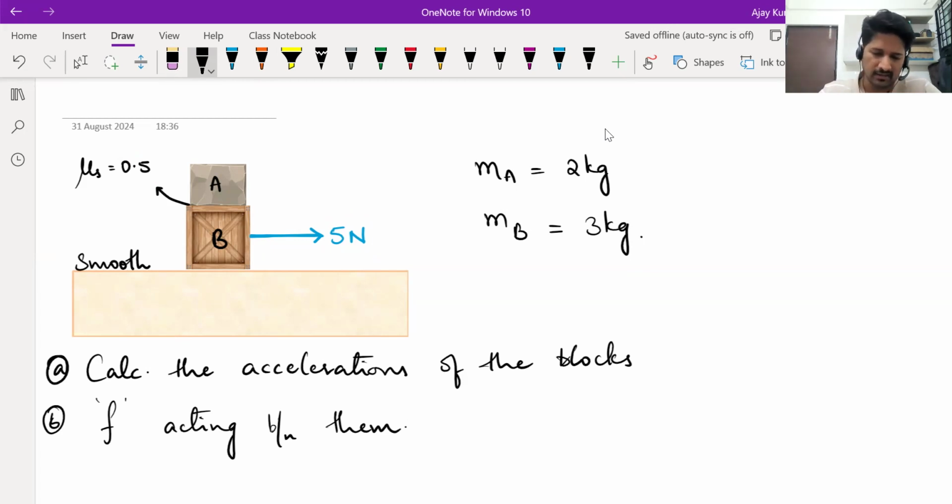Just a moment. Those of you who just joined, okay, Aishwarya and Vanilla, we are just discussing this problem. Two blocks, one placed on top of another. We are pulling the lower block with a force of 5 Newton. Coefficient of static friction between the blocks is given. We need to calculate the acceleration of the blocks and the friction acting between them. That's the situation. Yeah, Rishi, how to calculate the friction between the blocks?